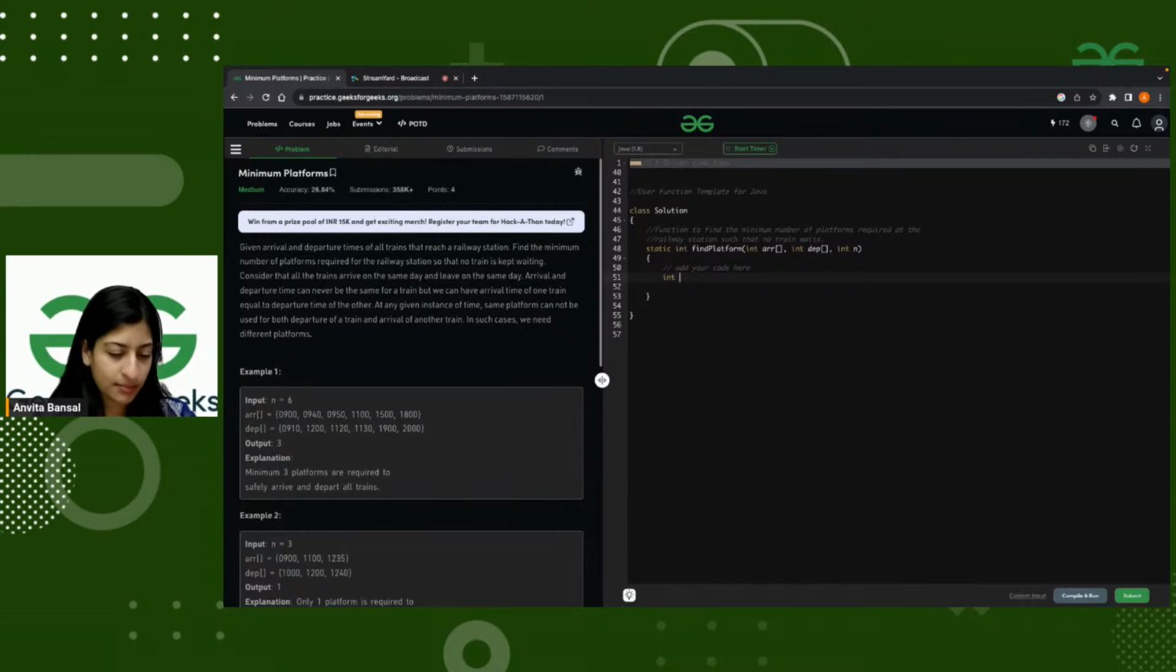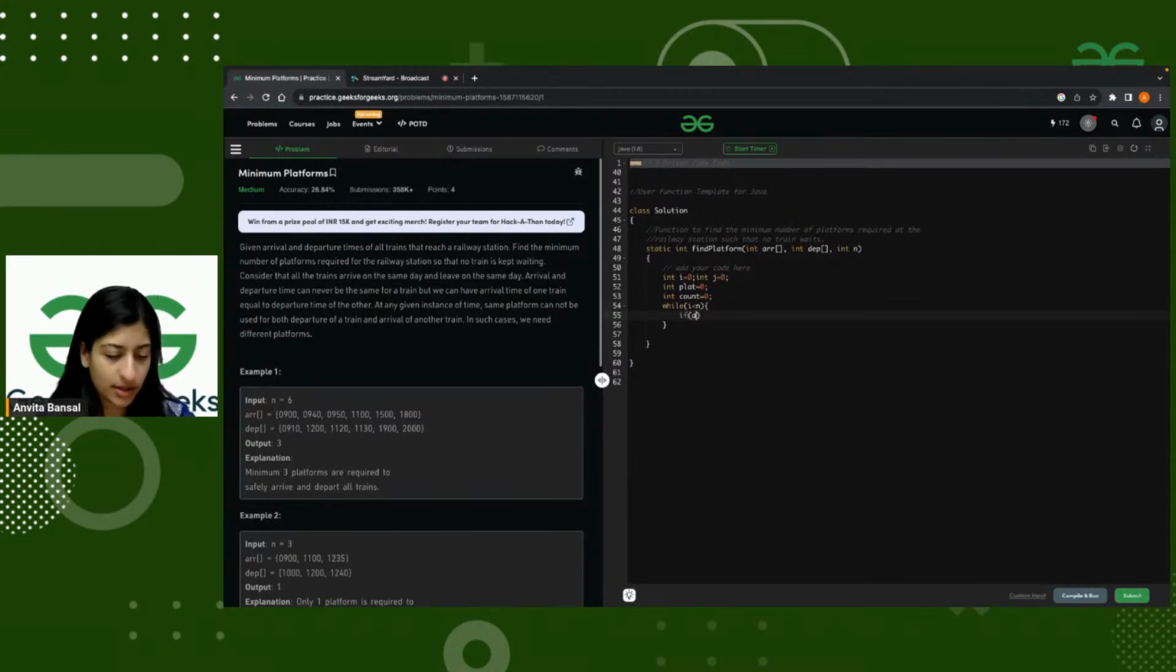So I'm taking int i = 0, int j = 0, int platform = 0, and int, let's say the answer that we want to return, it can be count also, count = 0. Okay, so now let's run your loop while i is less than n. We are running a loop over one array's length, the arrival array's length, and i starts from 0.